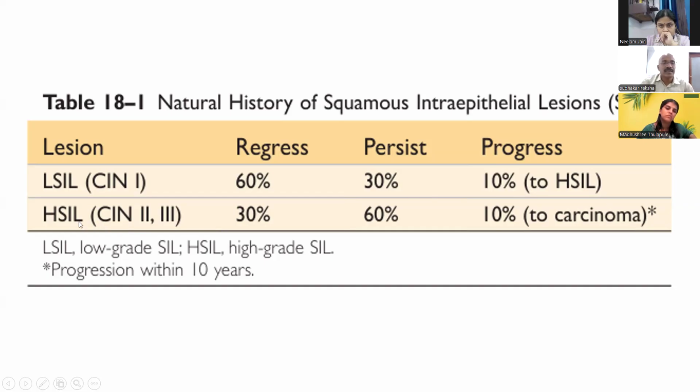So this HSIL, 10% will progress to cancer. High-grade squamous intraepithelial lesion, 10% can progress to cancer. So HSIL is more risky. HSIL can revert back and subside, regress. But 60% will persist as they are and 10% can progress to cervical cancer over a period of 10 years.